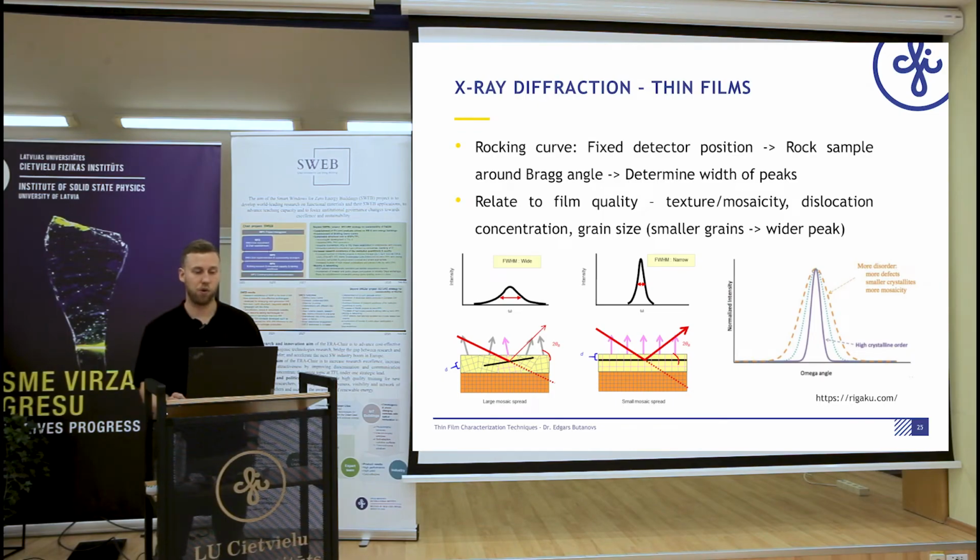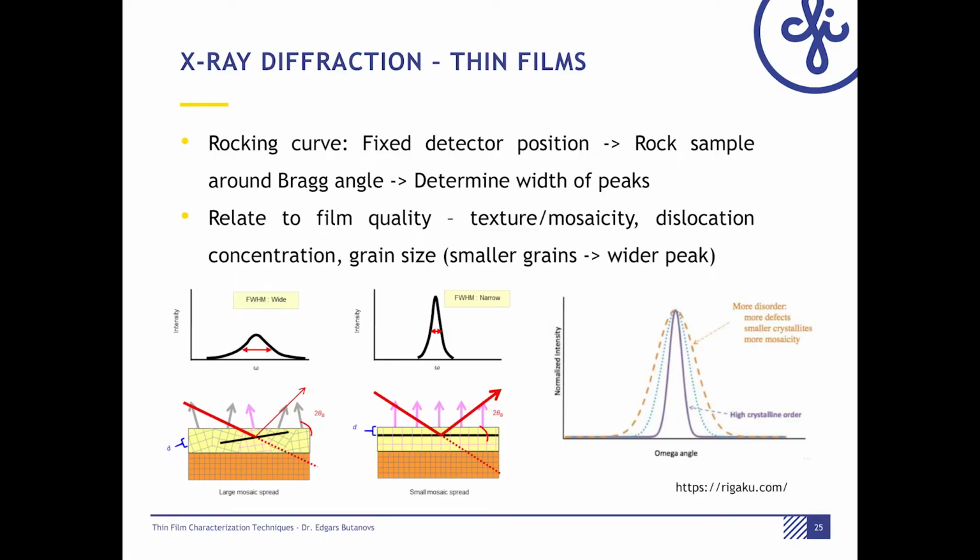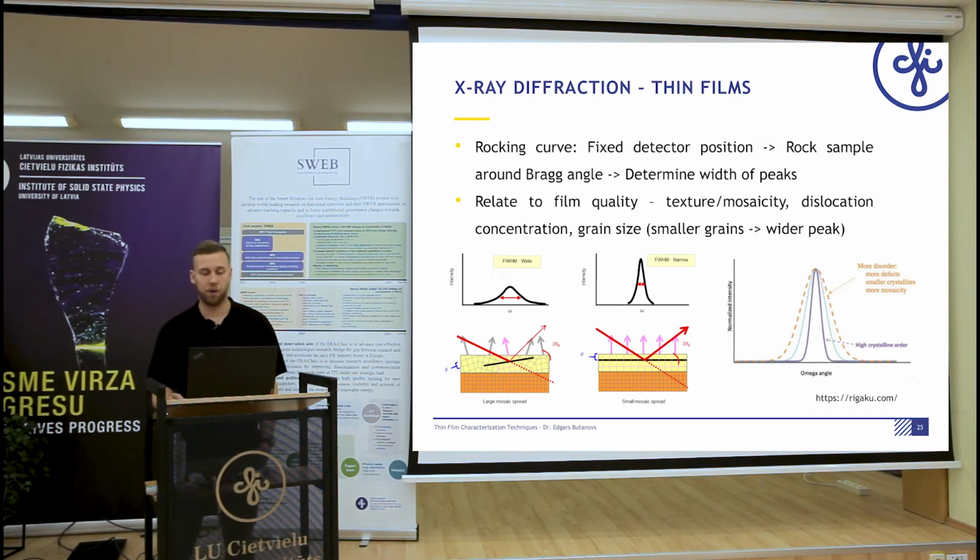If you perform a so-called rocking curve, where you fix the detector position but rock your sample around the Bragg angle, you can determine the real width of your peaks, and this is strongly related to the thin film quality, texture, dislocation concentration, grain size, etc. So the narrower your peak in the rocking curve is, the higher the crystallinity will be. So it will be less textured and have fewer structural defects.